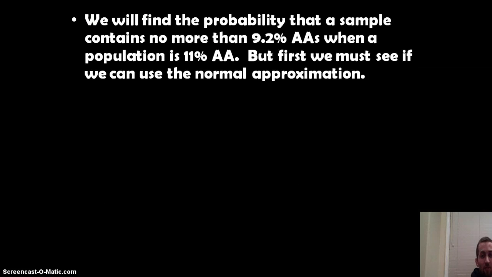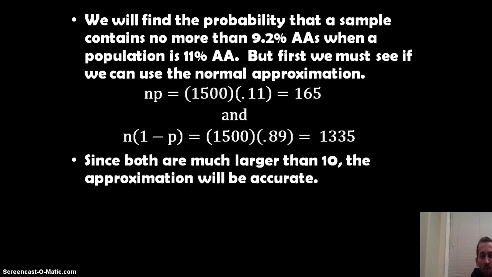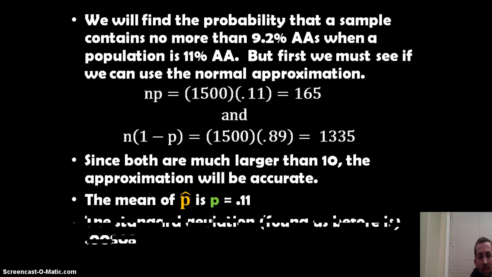Fair question, right? So what we're asking is, first off, can we do this? Yes, it should be accurate. And then the mean and standard deviation are found as before, square root of p times 1 minus p over n. We get those values, and we're going to use the normal curve.